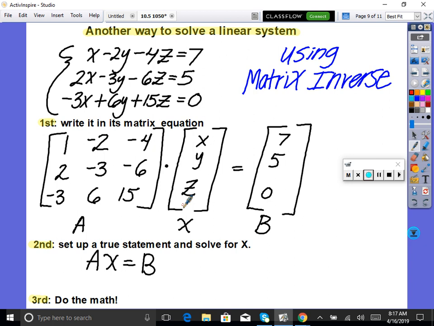And then we have, this is going to be our matrix B. So what would be the true statement here? Well, isn't it true that A times X equals B? A times X equals B. Now you're trying to solve for the variable matrix, so what I want you to do is use algebra to get X alone. Divide by A, divide by A.